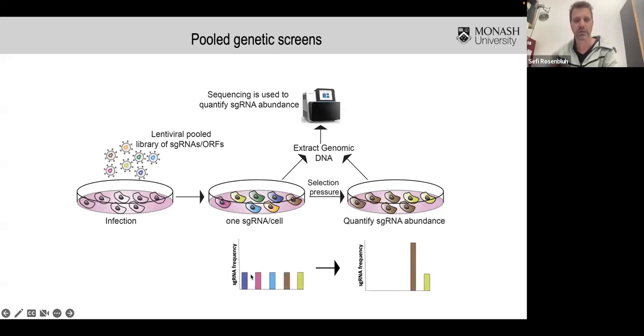In this example, this is what it would look like: at time 0, all the guide RNAs are present in equal proportion. But after we applied a selection pressure, we see some guide RNAs are depleted. So these genes were disadvantaged under the selection pressure, or we see genes that had an advantage for this selection pressure. So that underlies all the screens that we do in the platform.